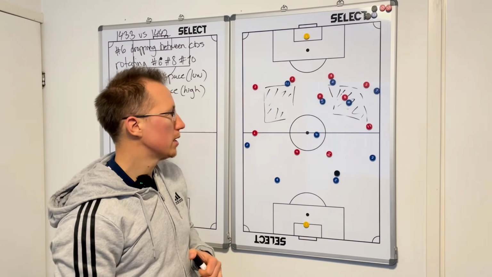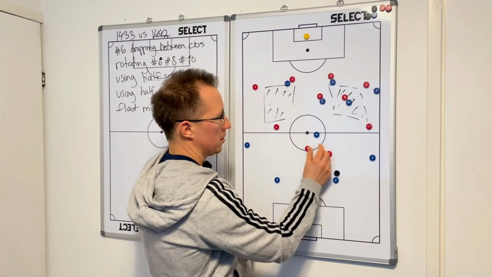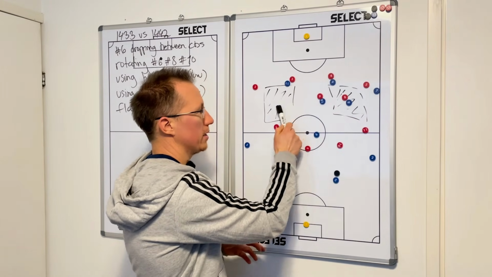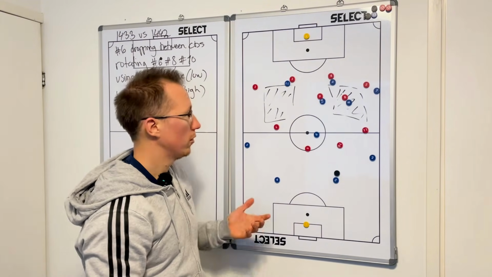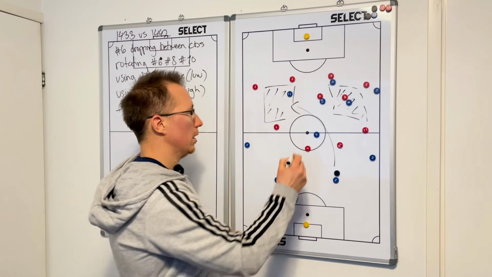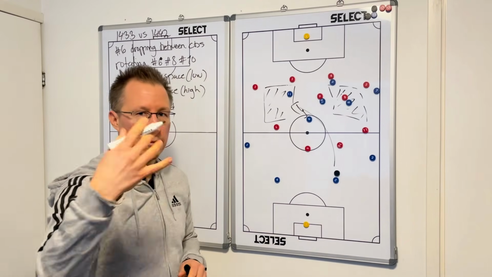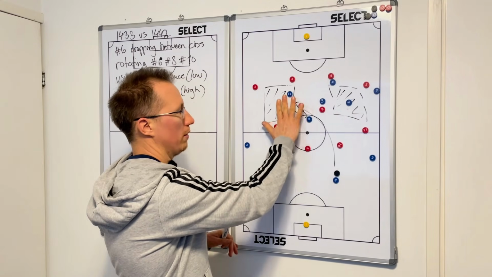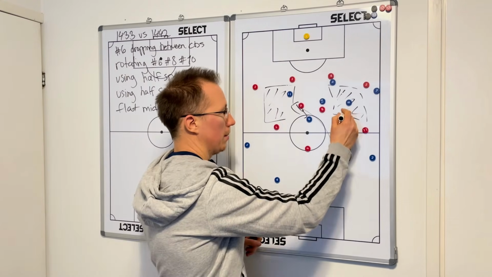Now as you see, what happens when you move to half space, if the opponent follows, it creates space somewhere else. For example, you could do a mini switch like this, and maybe drop to number 6 and progress from there. Or again, if the opponent is not following and they are covering this passing lane, maybe number 8 is free.